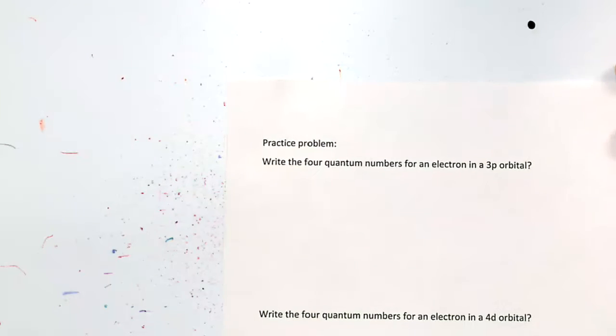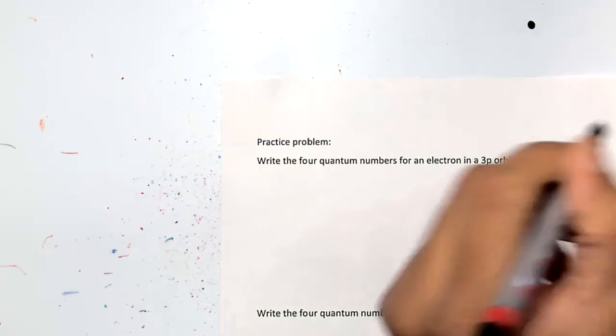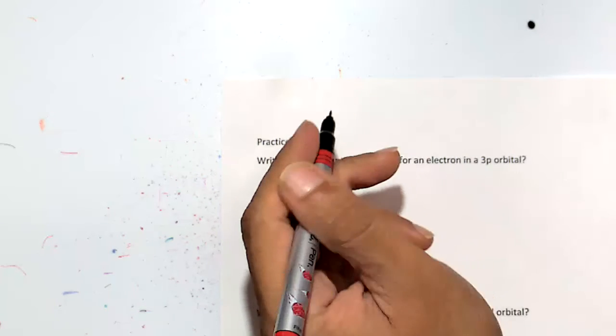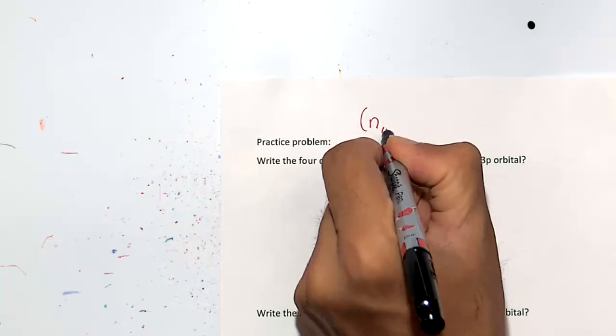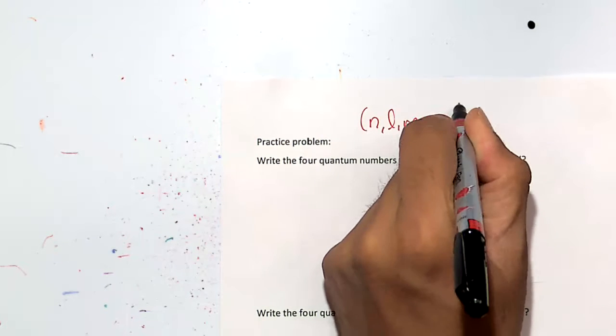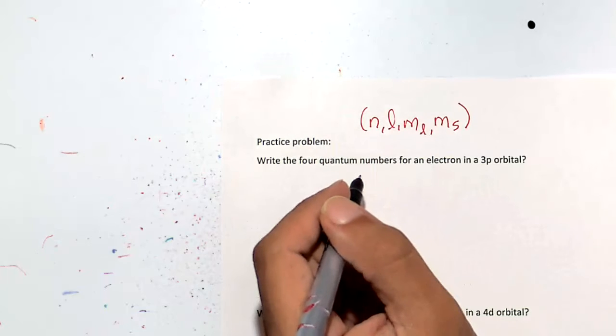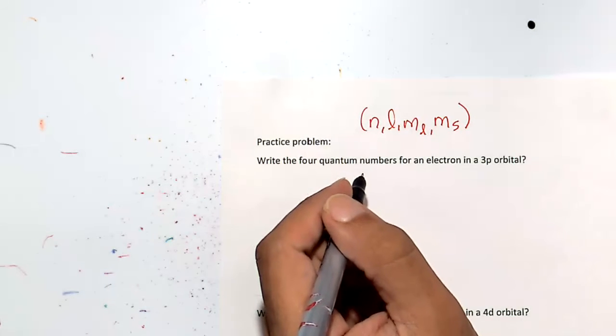All right, so write the four quantum numbers for an electron in a 3p orbital. So n, l, m sub l, and then m sub s. This will be something that you'll see on the exam, and it's very simple. First of all, what is a 3p orbital?